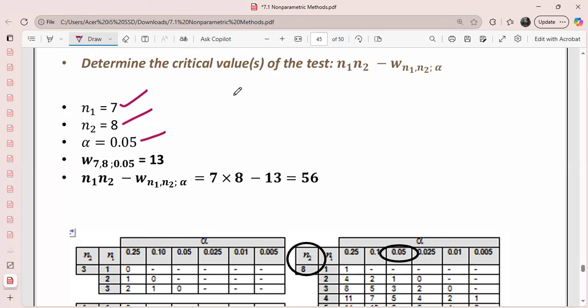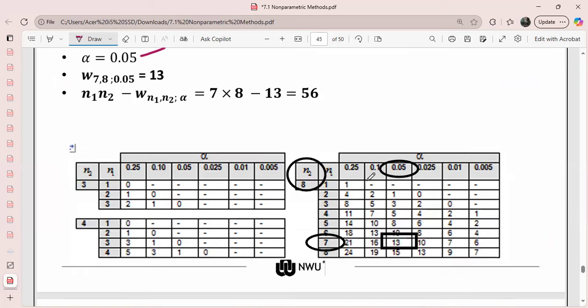Now, it says W here, N1 here, N2 here, alpha. Remember, this whole thing stands for the critical value. The reason why it's only alpha, not alpha divided by 2, is because of our statement, they mentioned more than. The population median of A is greater than the population median of B. So that's the reason why it's only alpha. We don't have to divide alpha by 2. We'll go here.